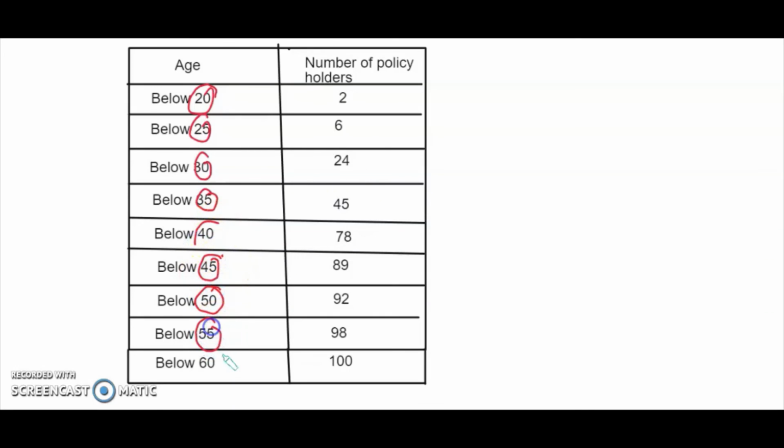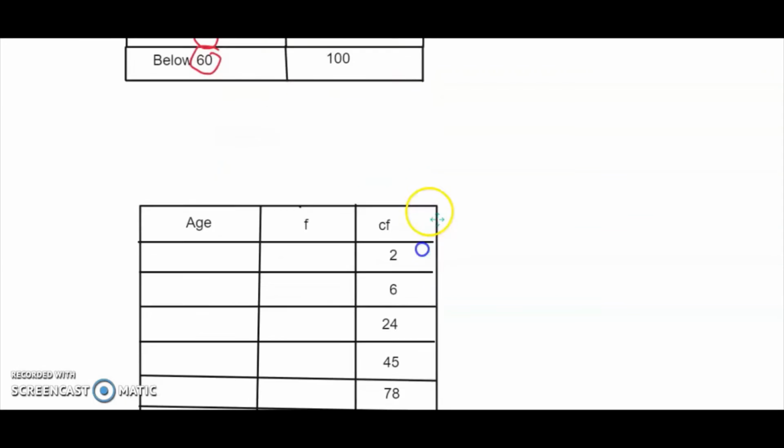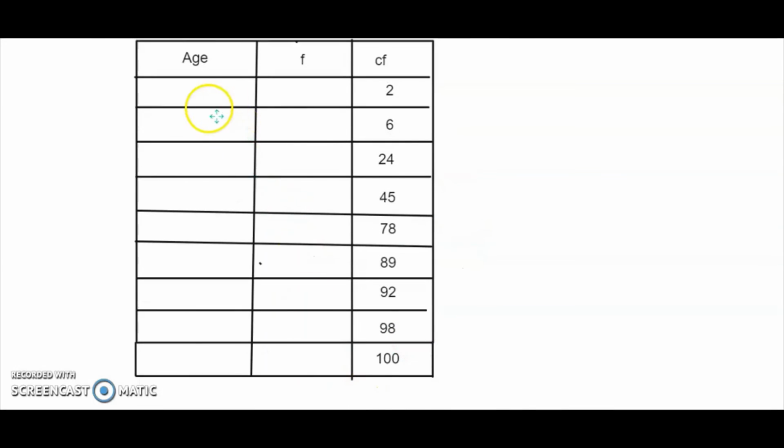What is the class length here? Take any subtraction, 60 minus 55 is going to be 5. So we are going to write that. So what is my upper limit? 20. Sorry. Upper limit is going to be 20, 25, 30, 35, 40, 45, 50, 55 and 60, which we are going to copy directly from the question.